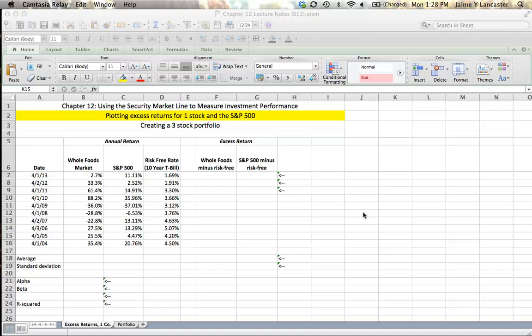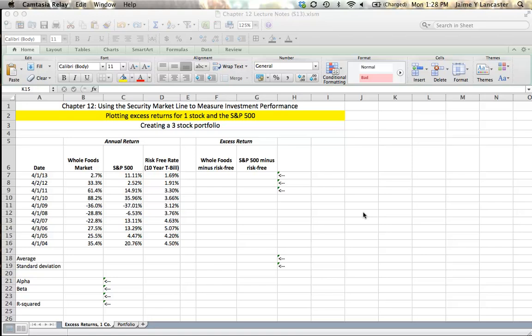Hi, in our first Chapter 12 tutorial, we're going to look at using the security market line to help measure investment performance, to figure out if, on a risk-adjusted basis, our stock did better than the overall stock market as measured by the S&P 500, or maybe not quite as well.